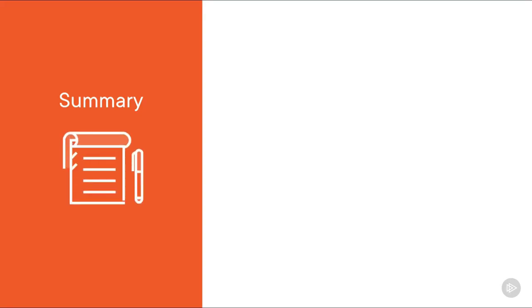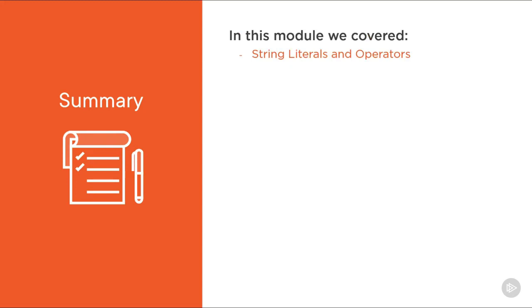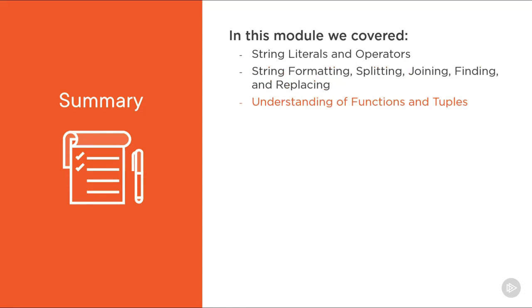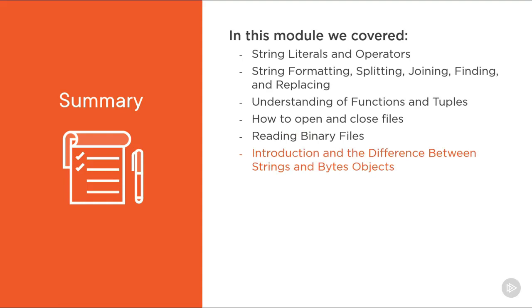Let's recap what we covered in this module. We looked at string literals and operators. We looked at various methods for working with text and files, such as formatting, splitting, joining, finding, and being able to replace. And then we gained an understanding of functions and tuples. We learned how to open and close files using Python. And we also learned how to read binary files with Python. And we looked at the difference between strings and byte objects.